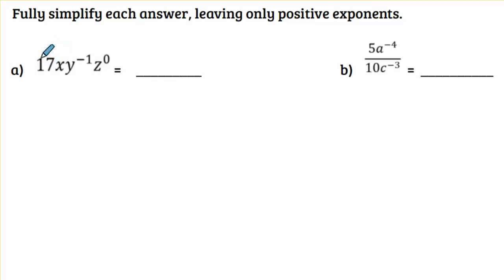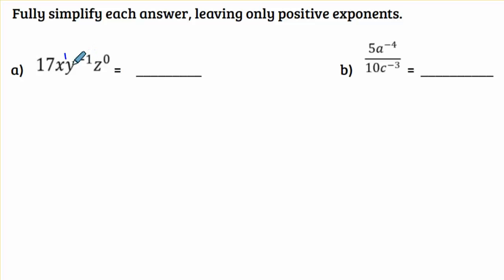We have a coefficient of 17. Notice that 17 is not attached to any exponent. So it's perfectly happy where it is. Okay? We move on to X. Well, X doesn't seem to have an exponent, but of course we know that anything that doesn't seem to have an exponent really has an exponent of 1. So the X is pretty happy where he is because that's a positive exponent of 1.